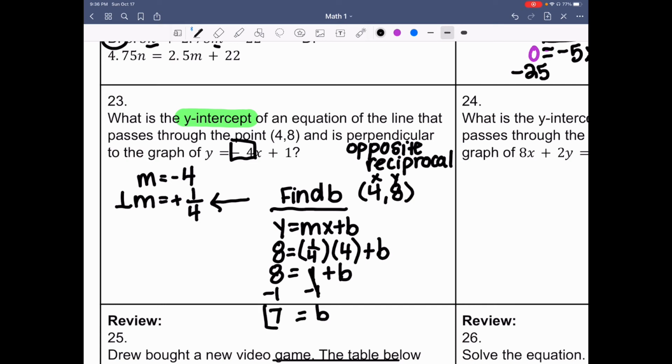Now, this is the answer. The problem asks us for the y-intercept. The whole equation would have been 1/4 x plus 7, but they asked us just for the y-intercept, which is what we found.